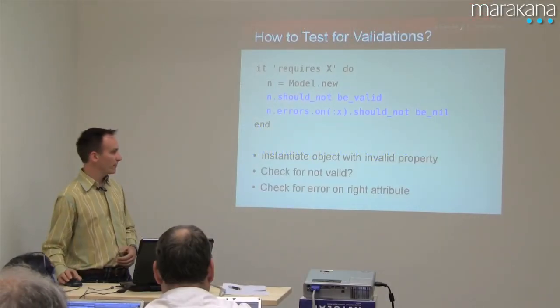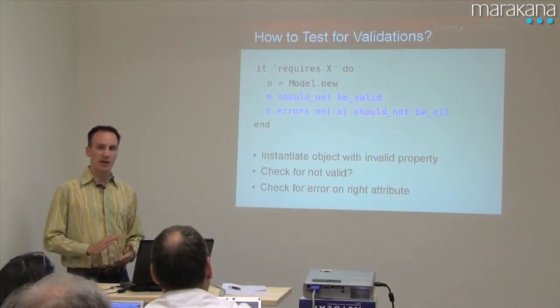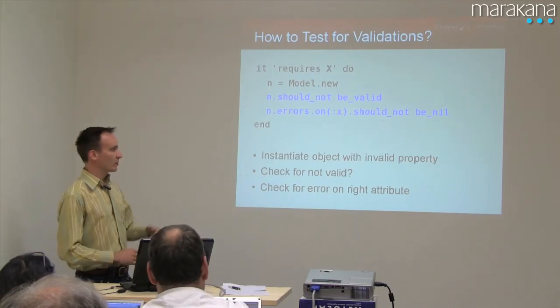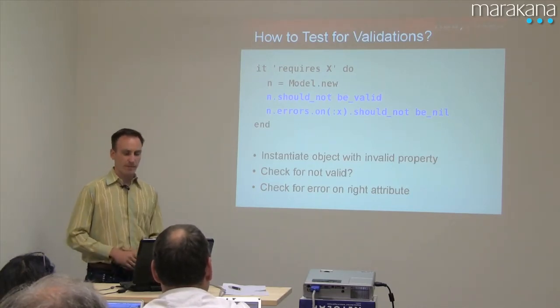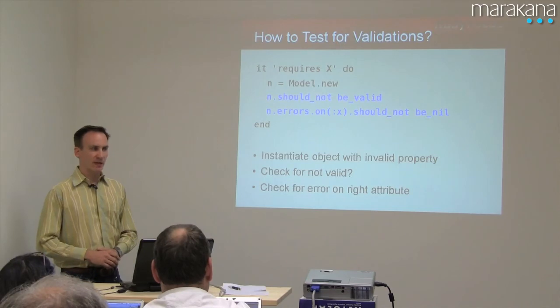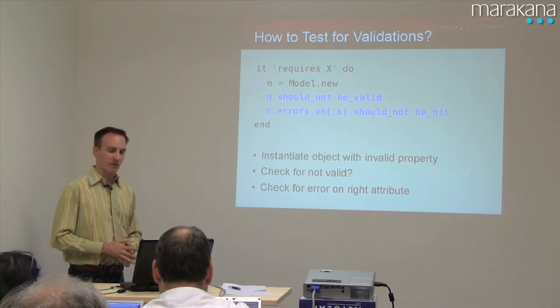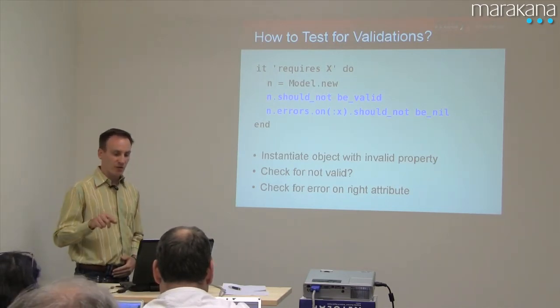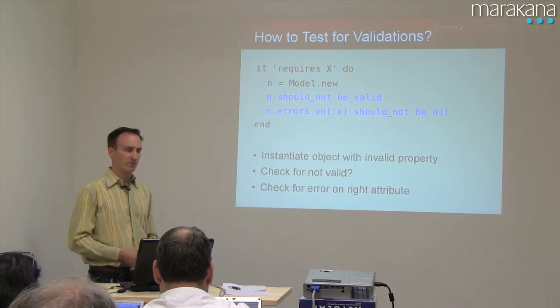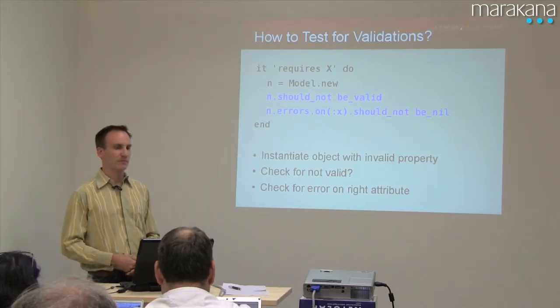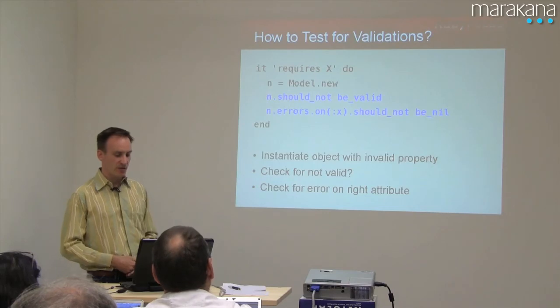So the simple high-level rule is instantiate the object with an invalid property. In this case, I make it very easy because I just put no properties. Sometimes it's a more complicated case. You have to actually construct some data that's actually invalid. You check for valid question mark, and then you check for the right attribute. That's the pattern. That's how validity can be checked.